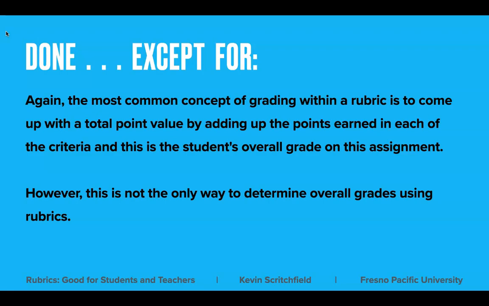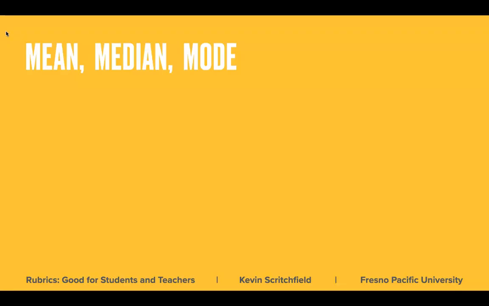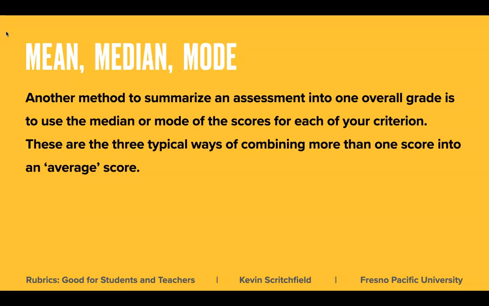So this is not the only way to do it. The book talked about mean, median, and mode. Another method to summarize an assignment into one overall grade is to use the median or mode, and I'll tell you why I'm just looking at those two, of the scores for each of your criterion. These are the three typical ways, mean, median, mode, of combining more than one score into an average score, right?